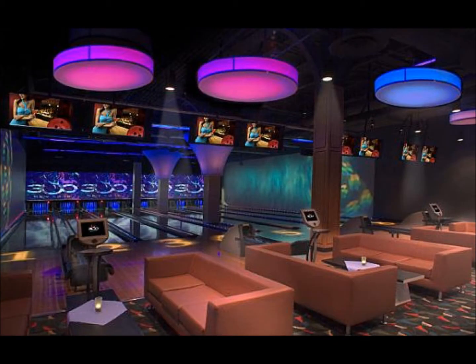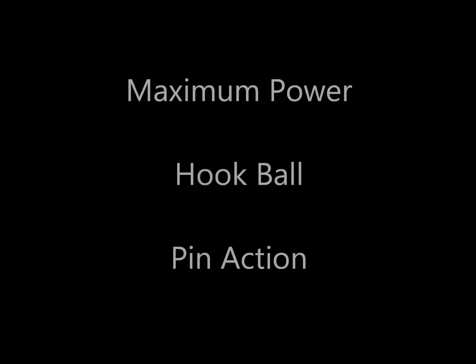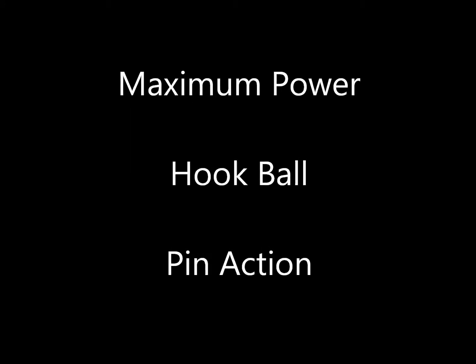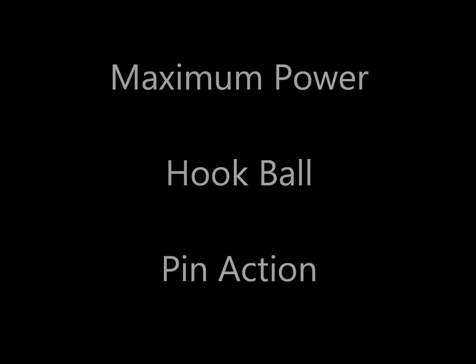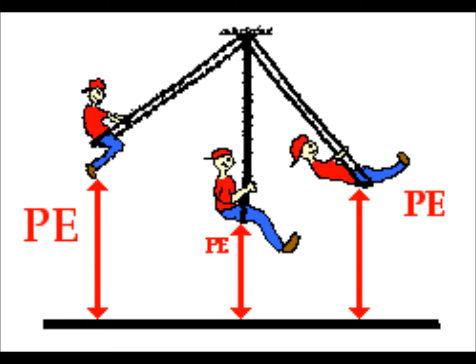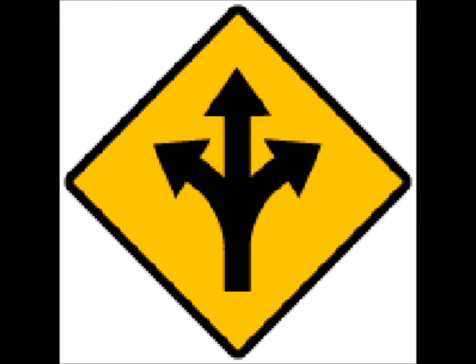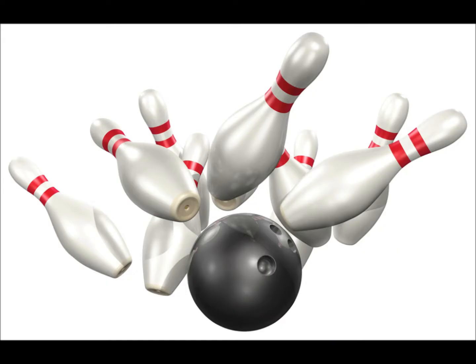Bowling is one of the most accessible sports in most areas of the country, and many of its aspects can be linked to physics. Achieving maximum power, throwing the hook ball, and getting good pin action can all be broken down into physics equations. Four of these aspects that can be explained using physics terms are potential energy, direction of initial force, direction of impact, and pin action.